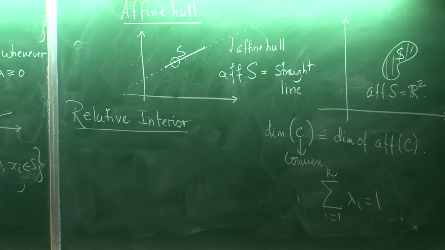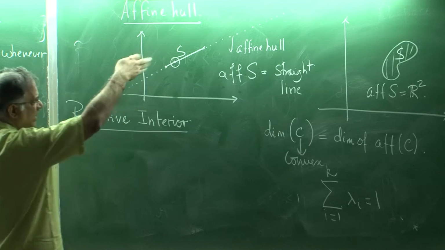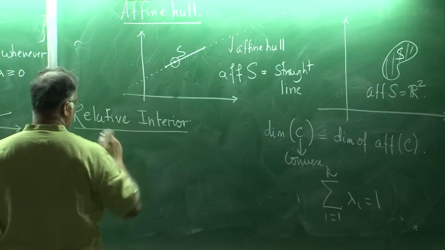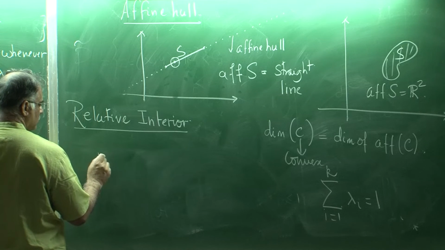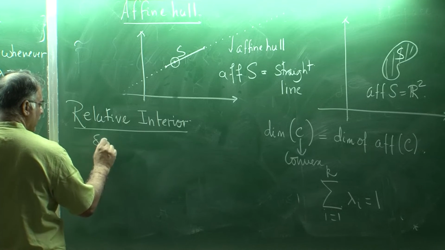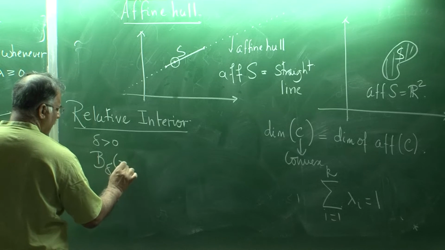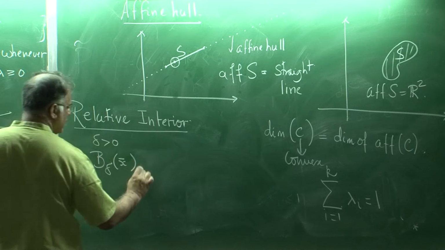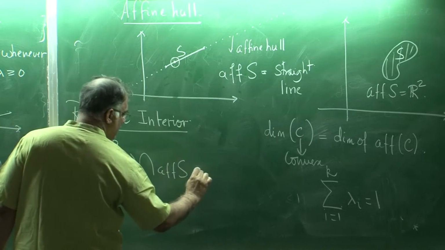Relative interior means the following. I can always get a delta radius, a ball of delta radius around a given point x bar, if I want to call it a relative interior point. So, that is, its intersection with the affine hull of this S is a subset of S.